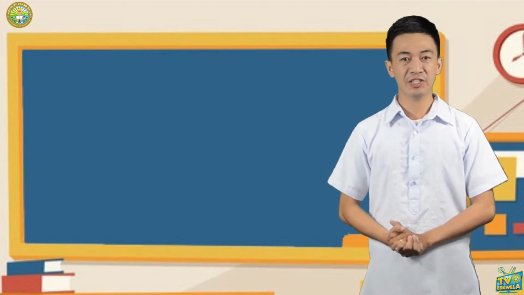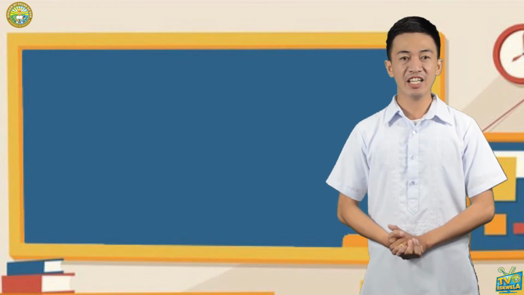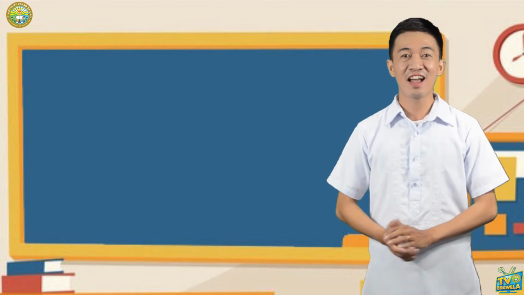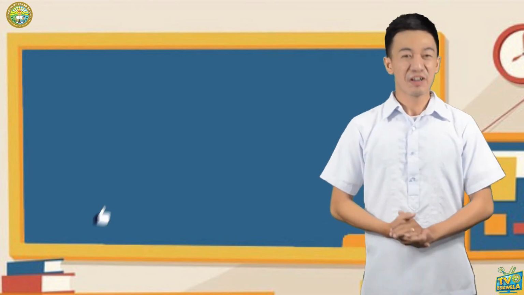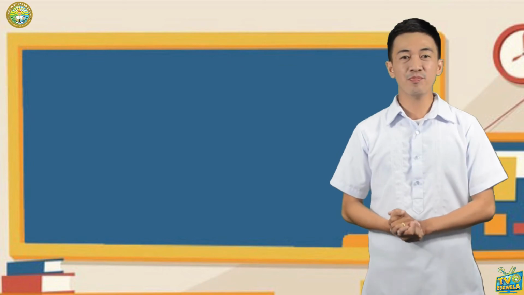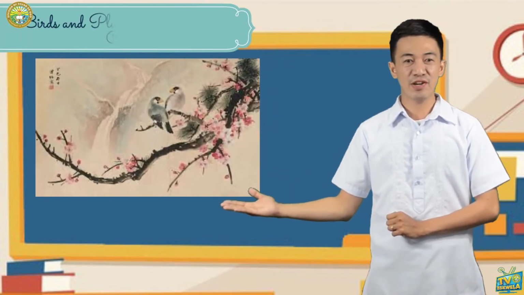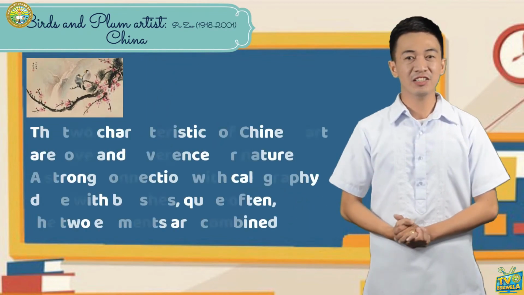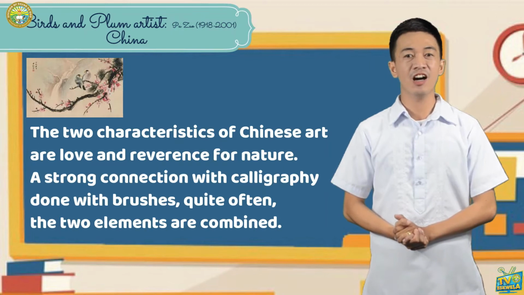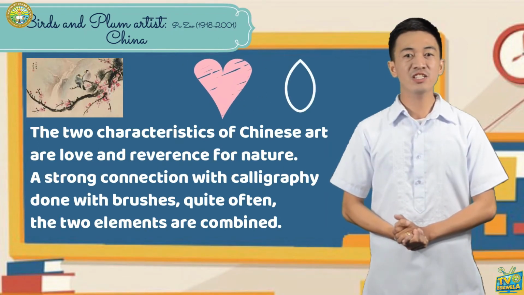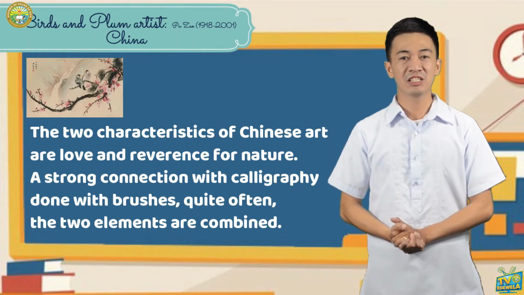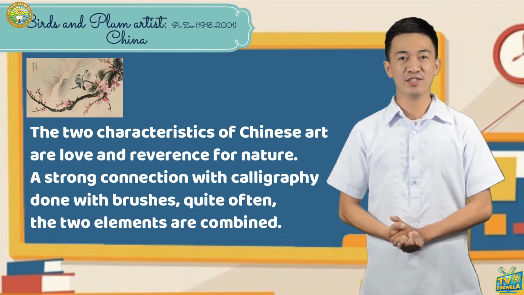As we unfold our topic, try to check if your answers from our first activity are correct. Are you ready? Great! The first painting is Birds and Plum from China. The two characteristics of Chinese art are love and reverence for nature, and a strong connection with calligraphy, done with brushes. Quite often, the two elements are combined.